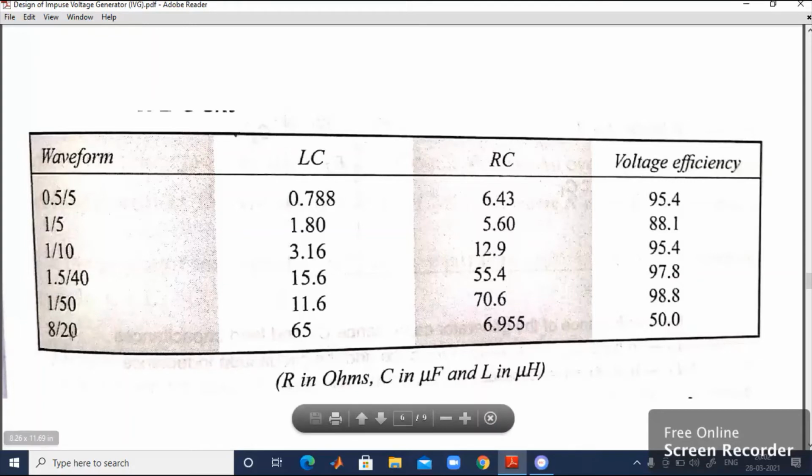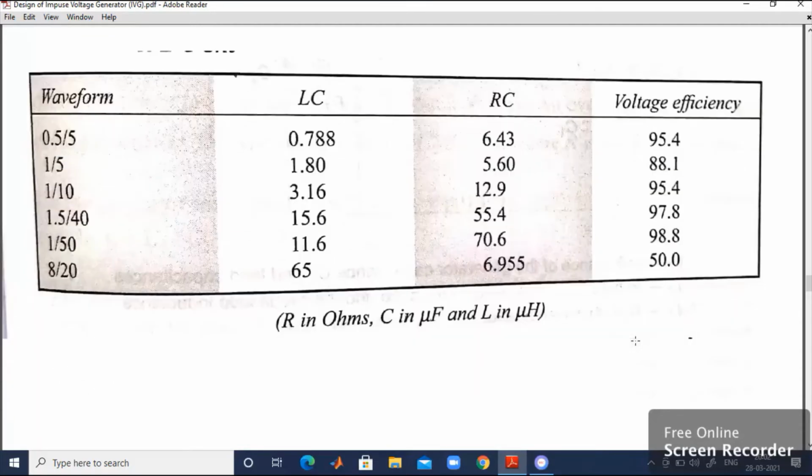For example, for the 8 bar 20 microseconds waveform, the RC constant will be 6.955. They have also mentioned the voltage efficiency. Voltage efficiency is highest in the 1 bar 50 microseconds combination, and voltage efficiency is least in the case of 8 bar 20 microseconds. That is also visible here. This table has to be remembered. Remember, R is expressed in ohms, capacitance is expressed in microfarad, and finally inductance is expressed in microhenry. These units you have to remember.